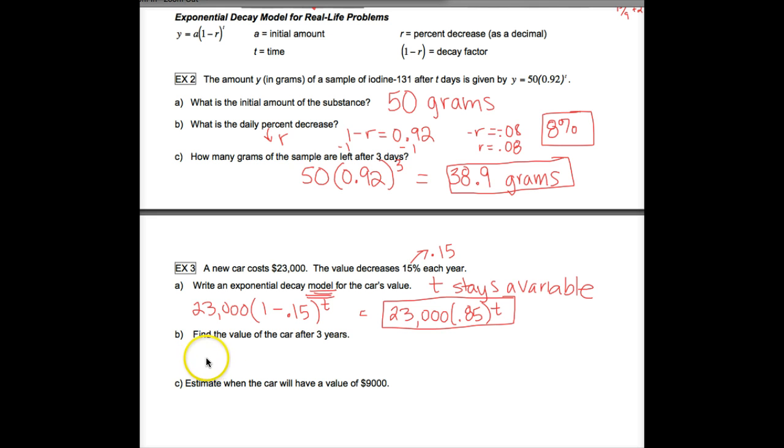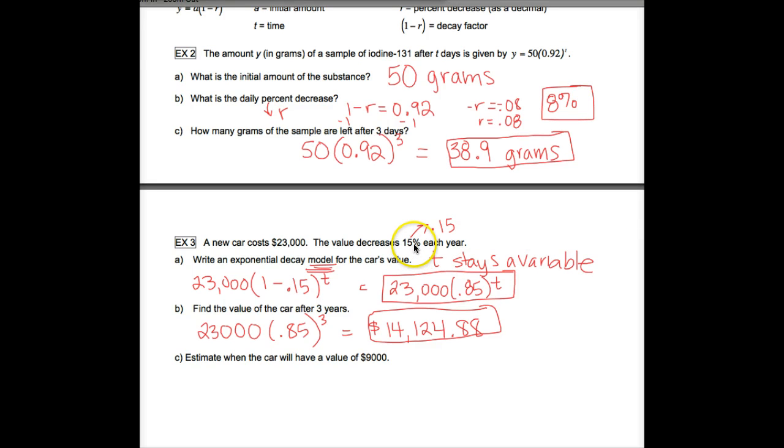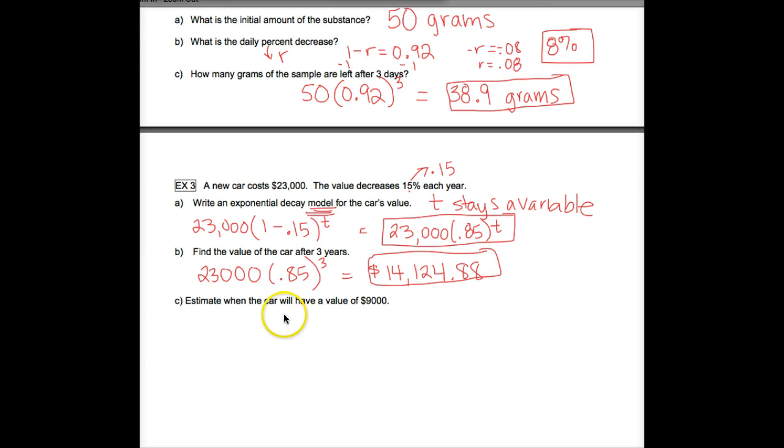So now it wants me to use that model to find how much it has depreciated after 3 years. So now I can use my calculator to just plug that in. And again, try it yourself. Make sure you're getting the same answer. You should get $14,124 and about 88 cents. So after only 3 years, look at what has happened to the price. And decreasing by 15% means that it's worth 85% of what it was the year before. So you can see how quickly it goes down.